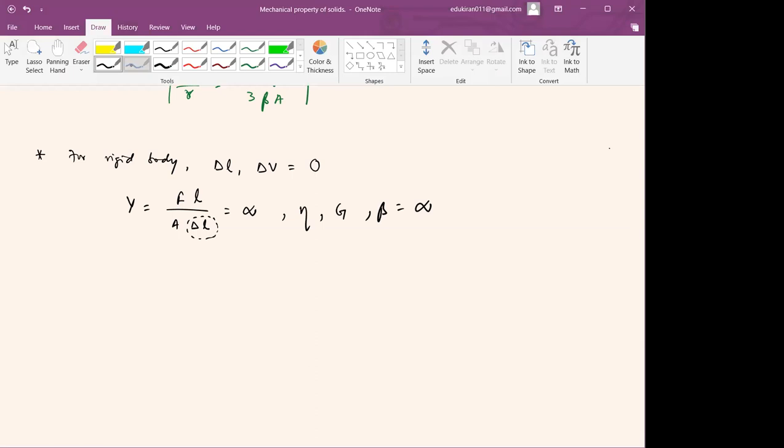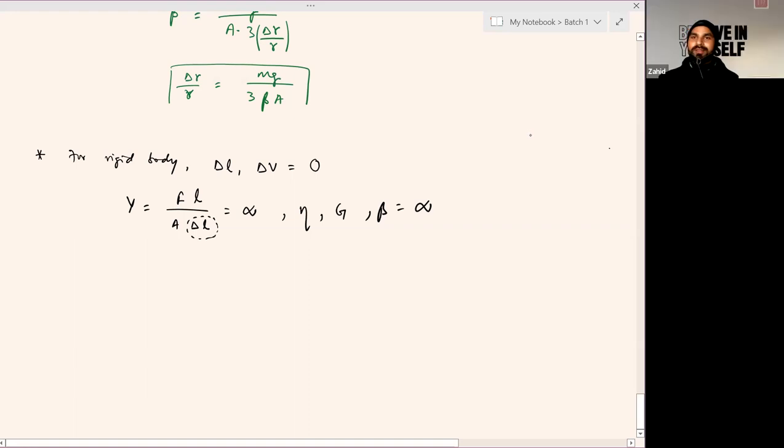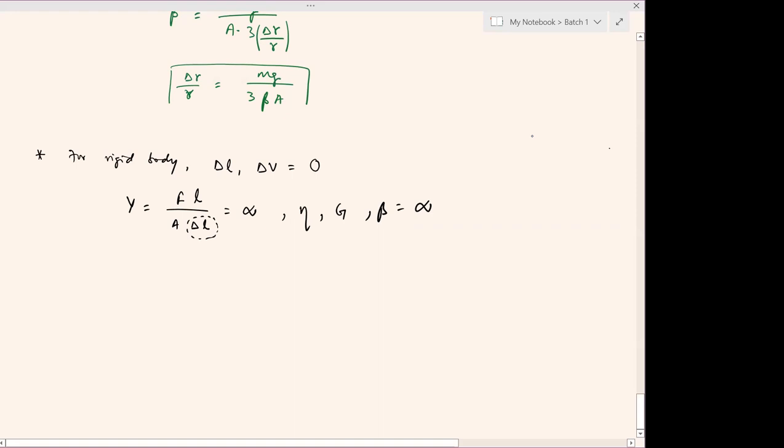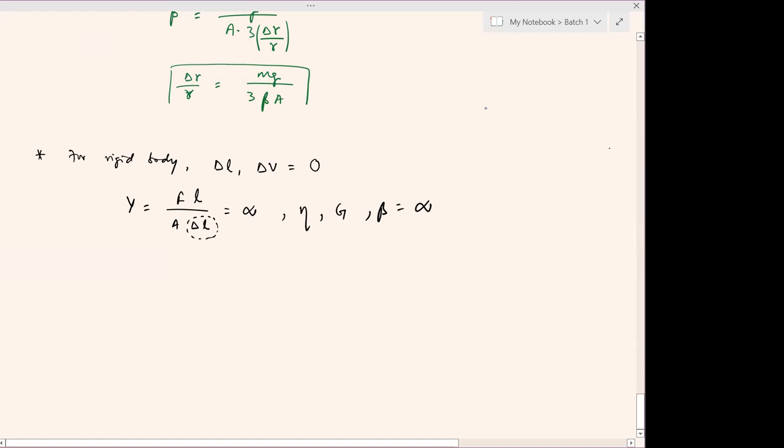Sir, but any number divided by 0 is not possible, right? That was up to class 10th or below. Now you are in 11th class. So a number divided by 0 will be infinite, or you will say its maximum limit. Okay. Yes, sir.